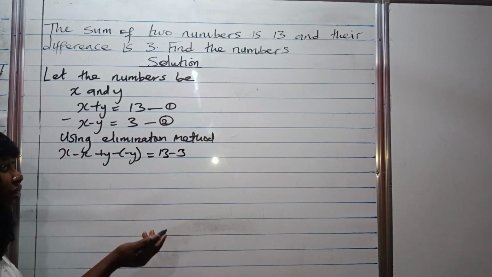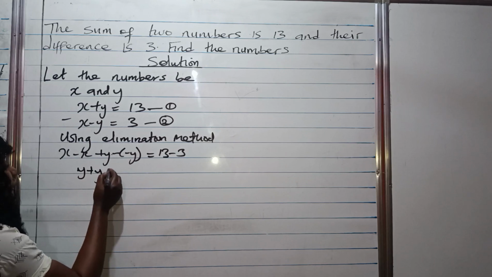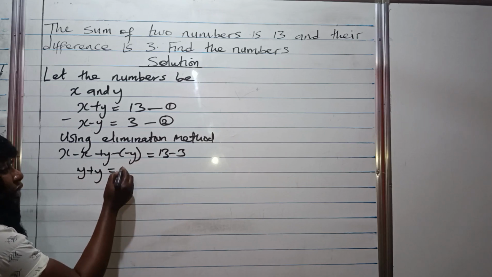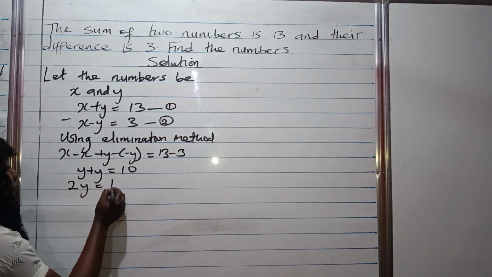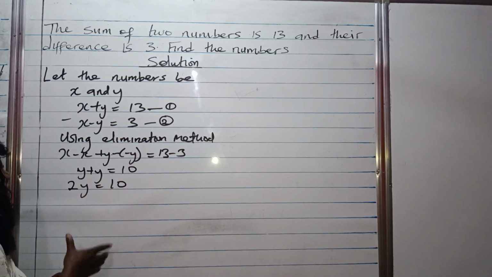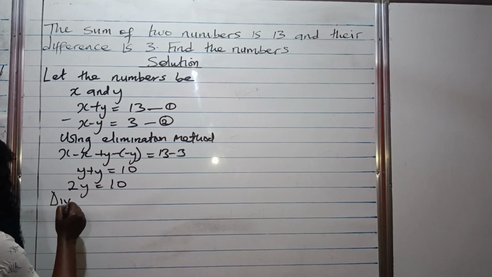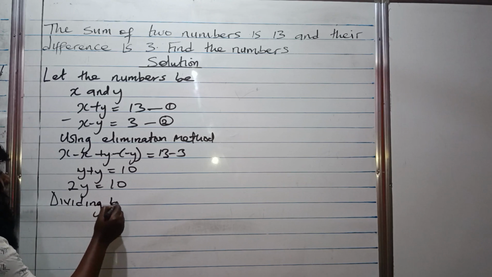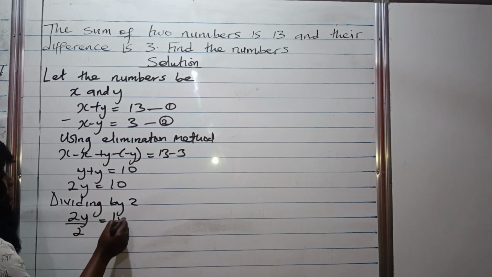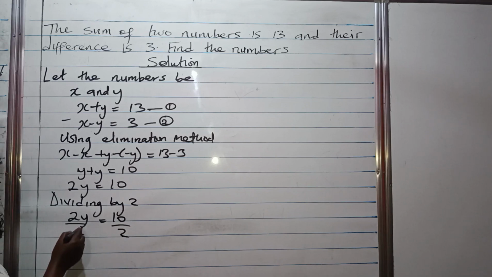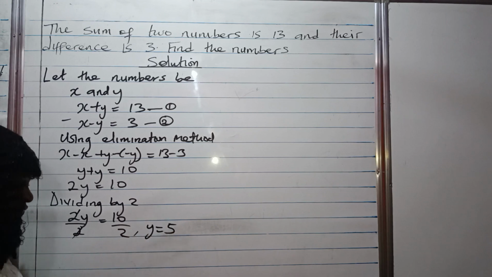So X minus X is 0, minus times minus will give us plus. So we have Y plus Y equal to 13 minus 3, which is 10. Then Y plus Y will give us 2Y equals 10. To solve for Y here, we can divide both sides by 2. So we have 2Y over 2 equal to 10 over 2. Then we cancel this out, and we are left with Y equal to 5.